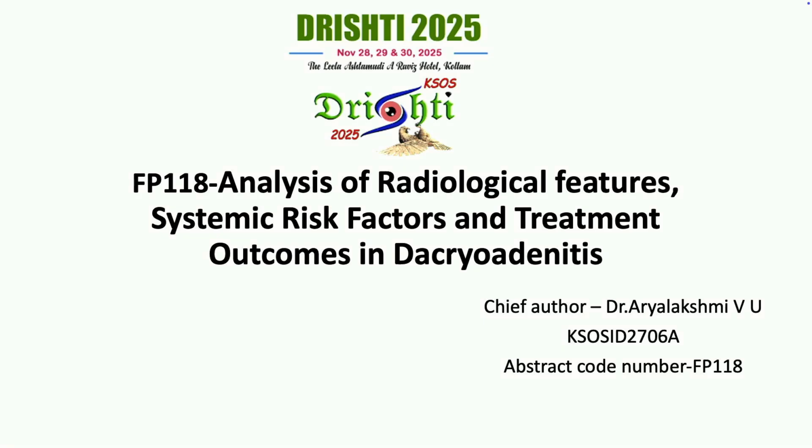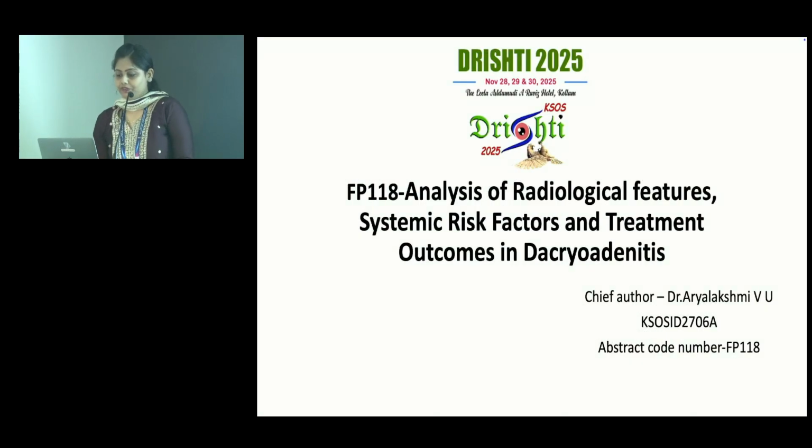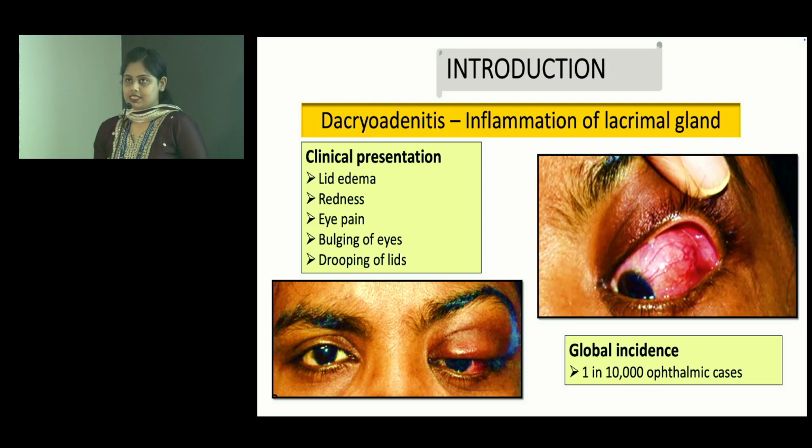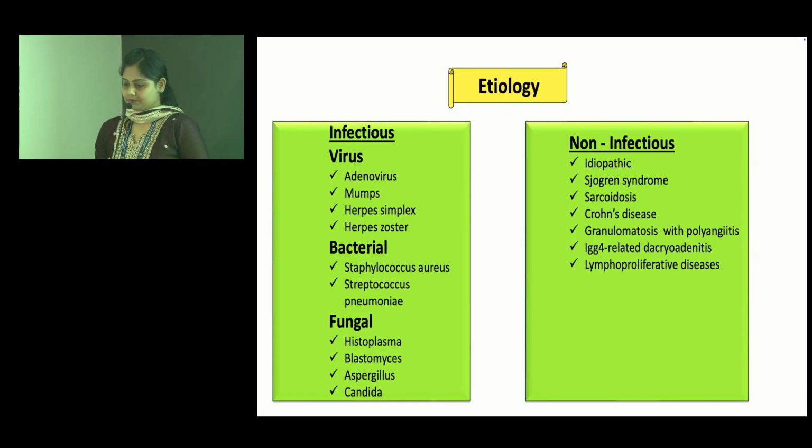Good evening. My topic is analysis of radiological features, systemic risk factors and treatment outcomes in dacryoadenitis. Dacryoadenitis is the inflammation of the lacrimal gland. Patients present with features of inflammation with a global incidence of 1 in 10,000 ophthalmic cases. On examination, you will see an enlarged and erythematous lacrimal gland.